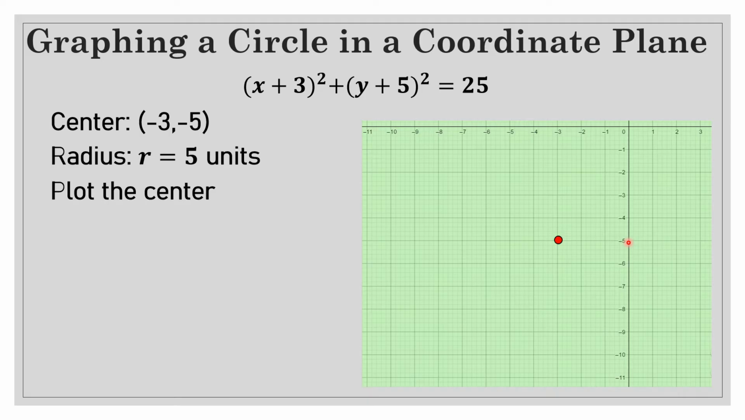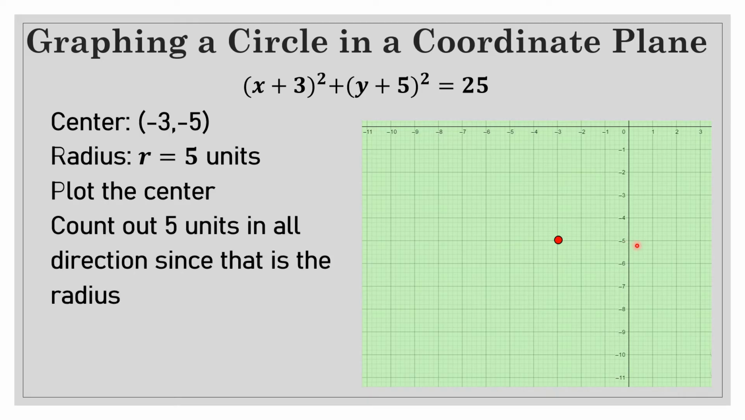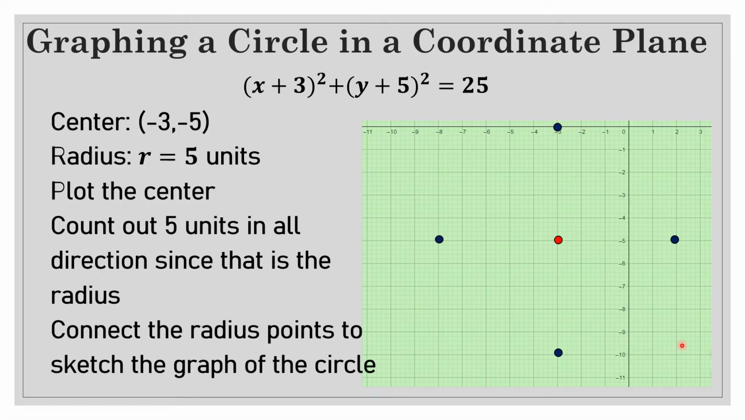And then, next step is count out 5 units, kasi nga, 5 units yung radius natin. So, 5 units pakanan, 5 units pakaliwa, 5 units pataas, at 5 units pababa, galing sa center. So, yan na po yung apat na radius points. After plotting those radius points, pwede ka nang mag-connect para ma-sketch mo na yung graph ng circle. Gamit ka na lang ng compass. Yan na po yung graph ng ating circle.